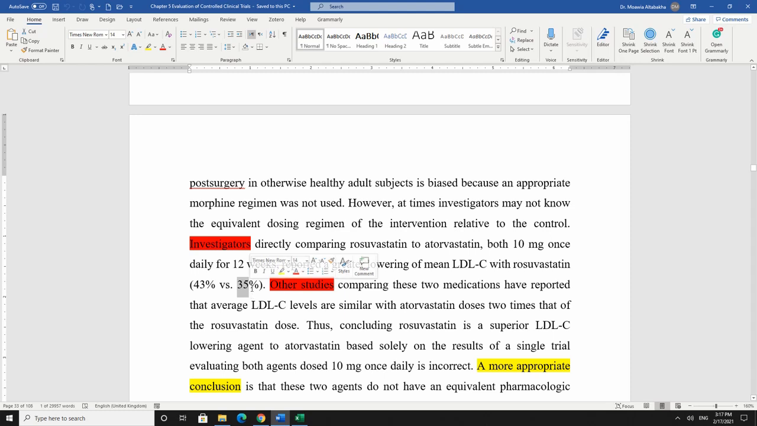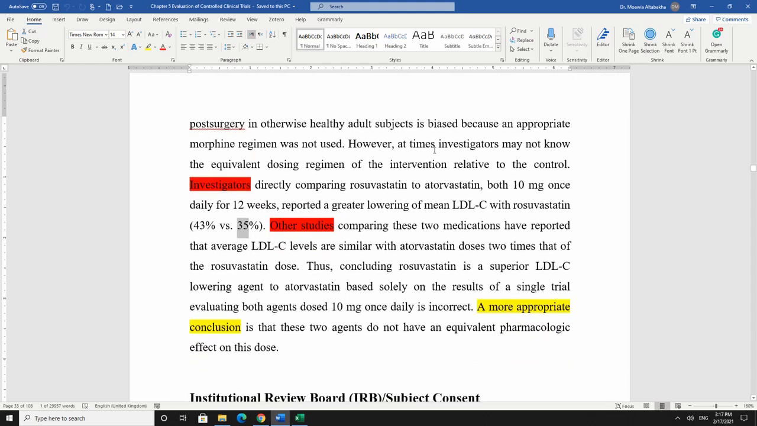Okay, but there was another trial which used 20 milligram of atorvastatin, okay, compared to 10 milligram of rosuvastatin, and they found that there is no difference. So when I increased the amount of atorvastatin, there was no difference. So I have a problem here with the dosing.